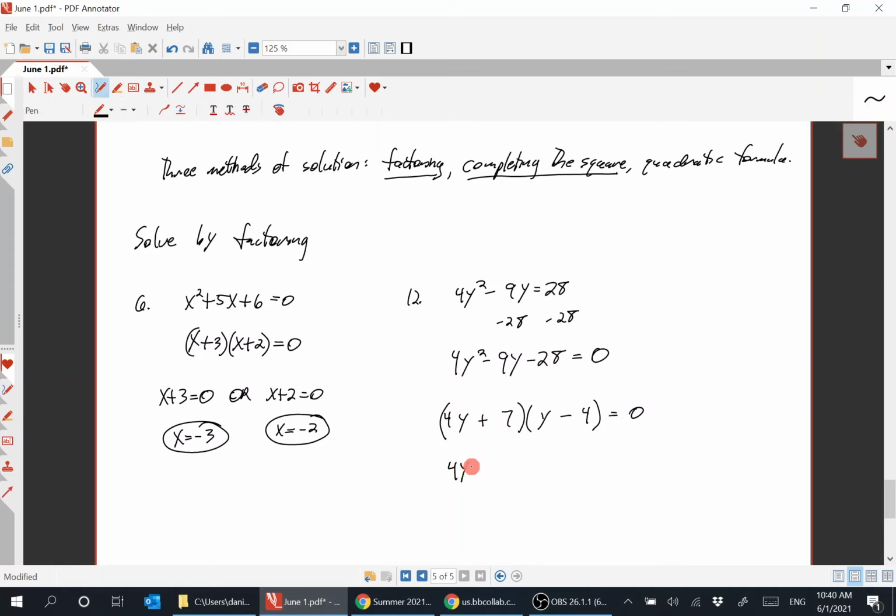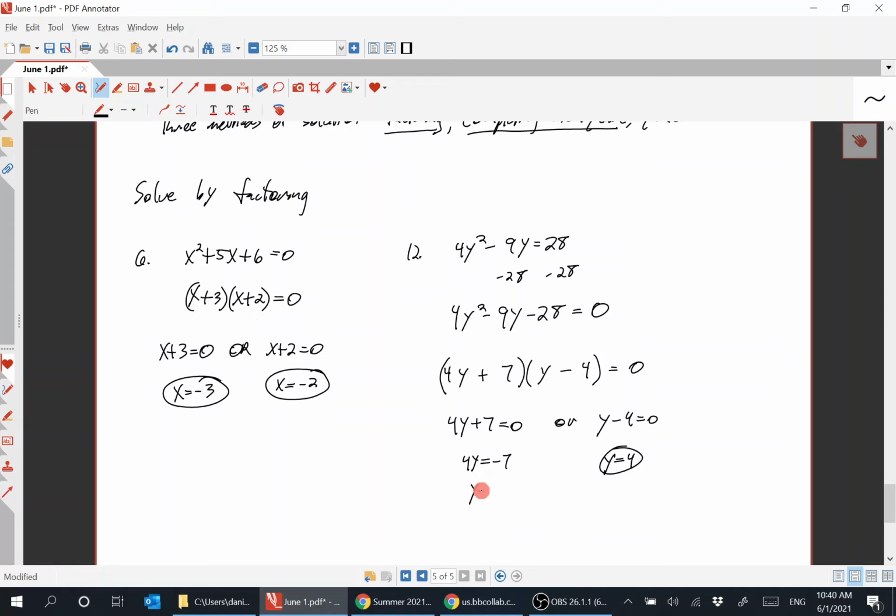So this tells you that 4y plus 7 is 0, or y minus 4 equals 0. This one just means y is equal to 4. This one, 4y equals minus 7, so y equals minus 7 fourths. So minus 7 fourths and 4 are the answers to this one. Okay, so factoring and canceling is usually the easiest, except if the factoring is really kind of dodgy, like in this one.